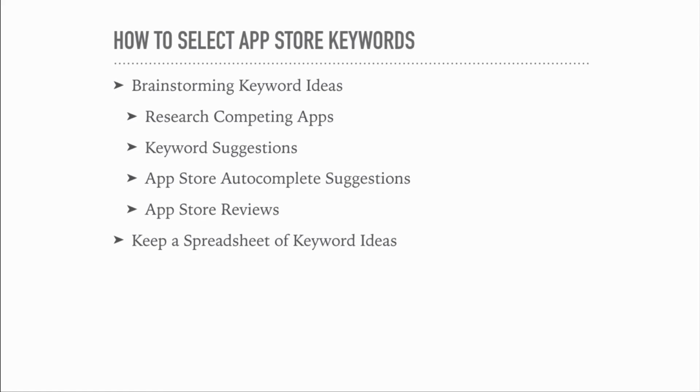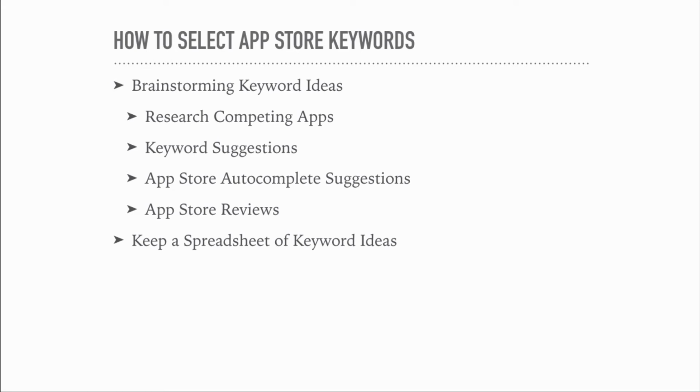Okay, so where can you get great keyword ideas to test? I'll show you exactly how to get keywords from these resources, but let's go over them real quick so you know what they are. First of all, you can research competing apps. You can get their keyword list and see if any of those keywords would fit your app. You could also use keyword suggestions like we did with the travel app. You can use App Store autocomplete suggestions, and you can look at App Store reviews.